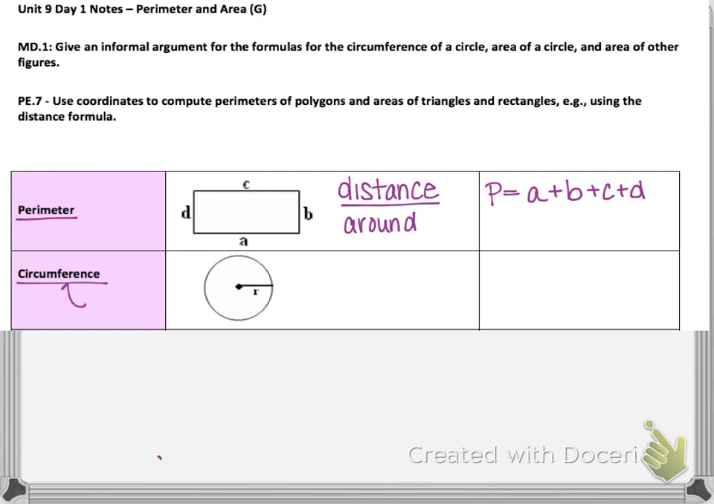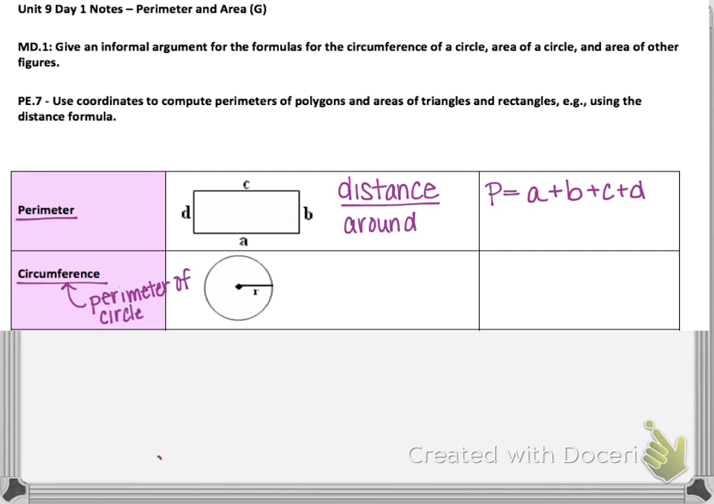Now, circumference is just a fancy way of saying perimeter, but we just use it for a circle. Circles are super special. That's why it gets its own name. Perimeter of circle. Forgot the of. There we go.